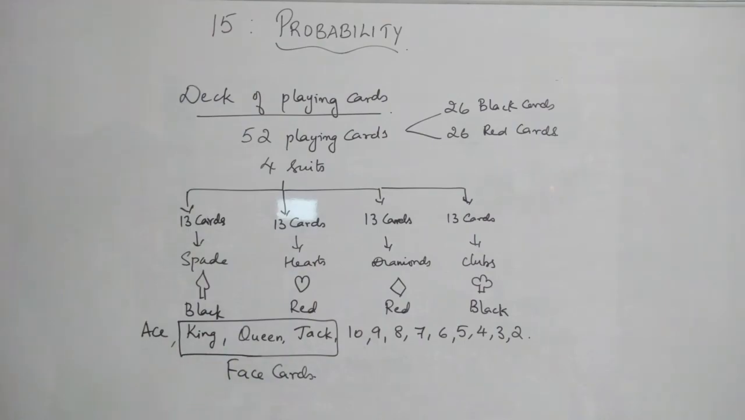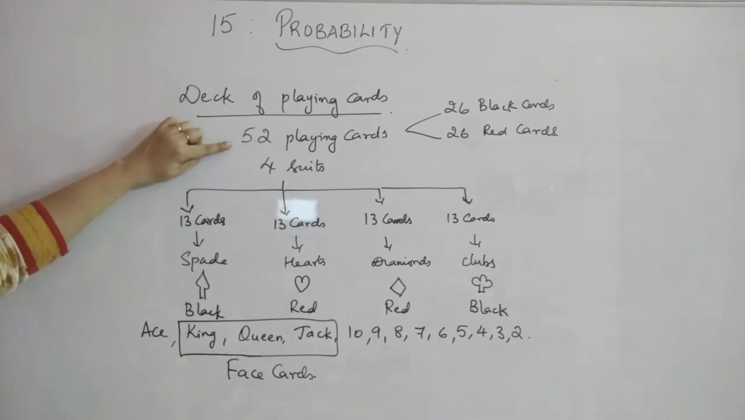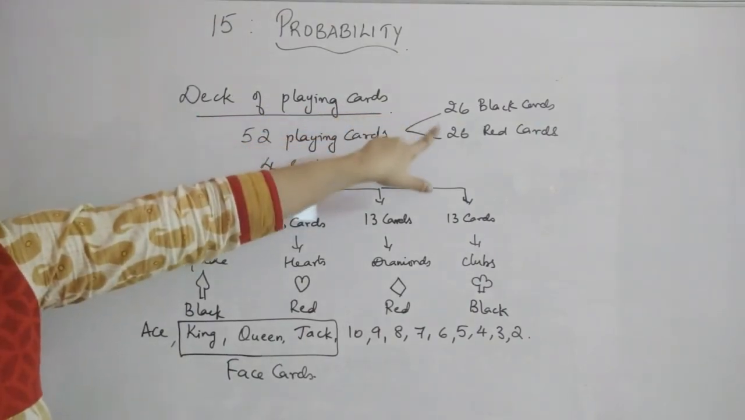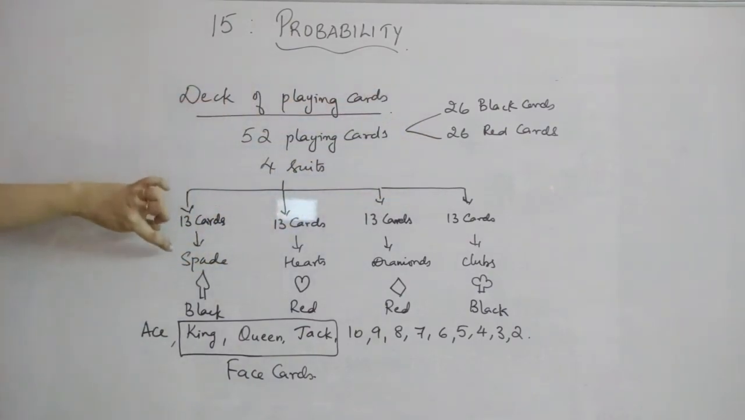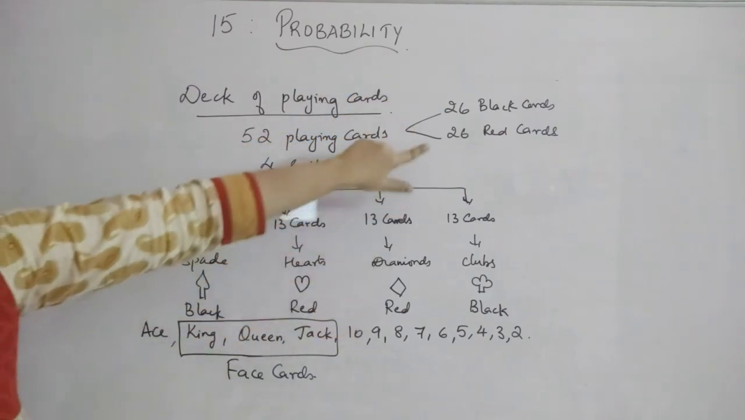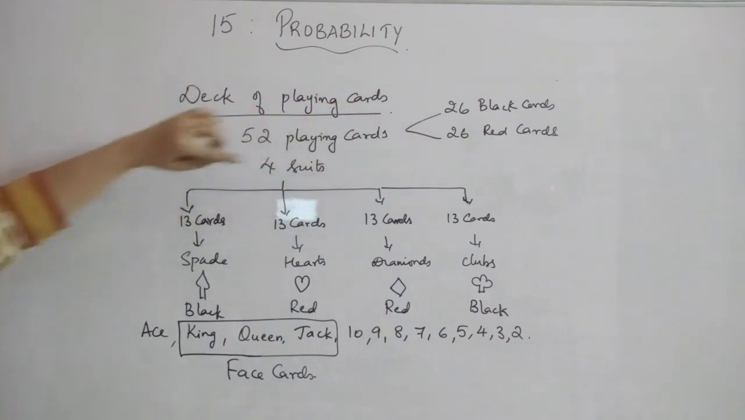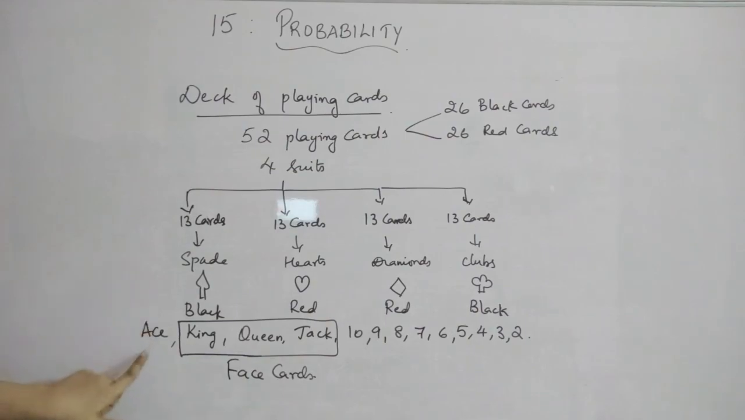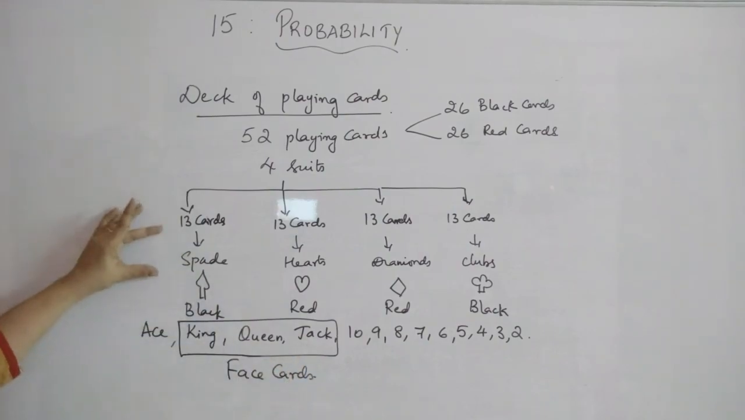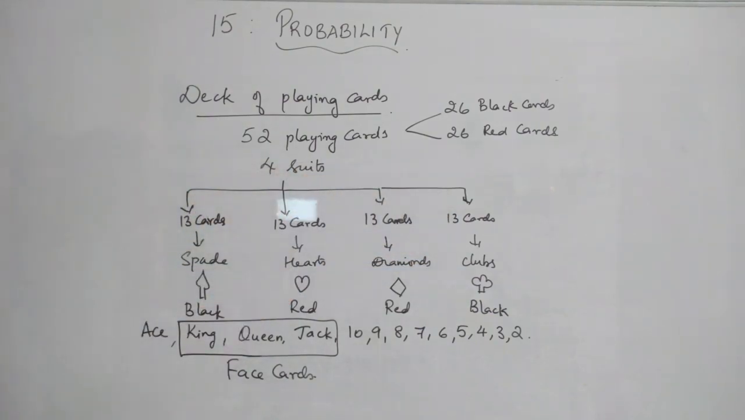So I think this will be clear for you to get an idea about the deck of playing cards. You have in total 52 cards, out of which 26 are black cards and 26 are red cards. That means spade and clubs together form the 26 black cards, and hearts and diamonds combine to form 26 red cards. The 4 suits each have 13 cards, out of which king, queen and jack for each suit are face cards. So for each suit you have 3 cards, 3 plus 3 plus 3 plus 3, in total 12 face cards. Clear?